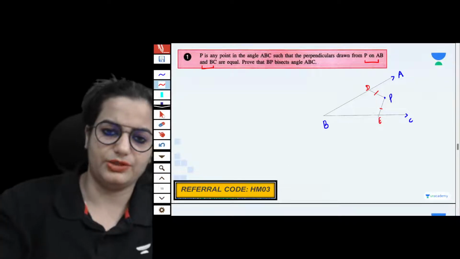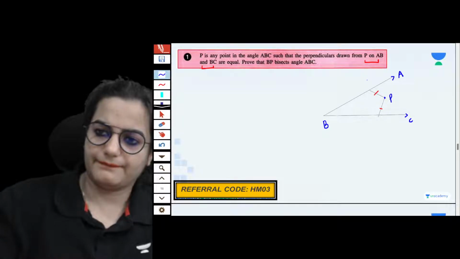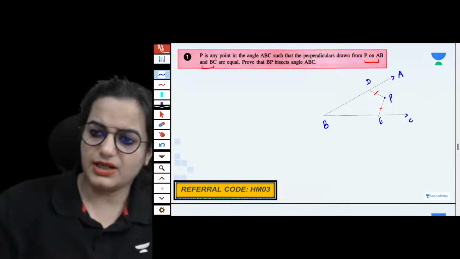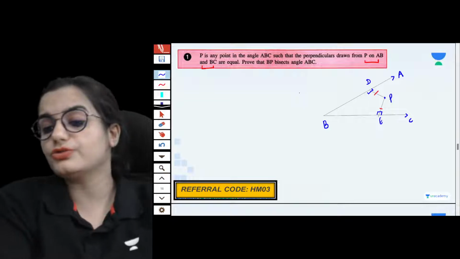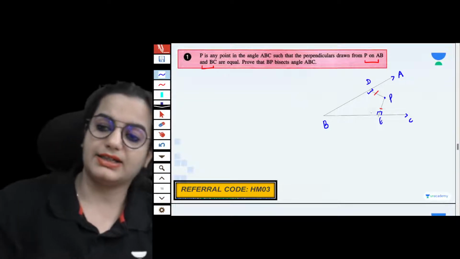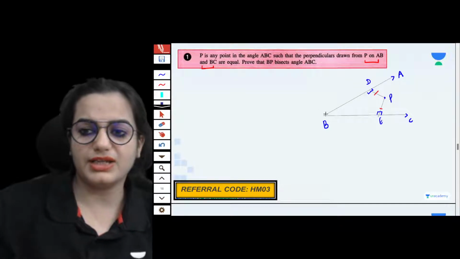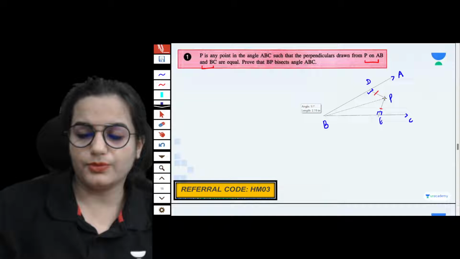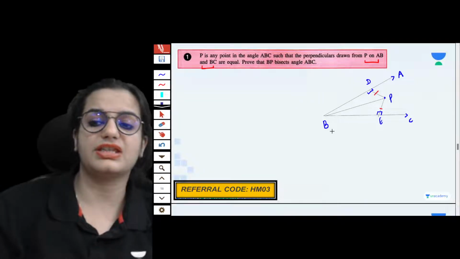Let me use the blue pen. This is your D and E, and these two are perpendiculars. So this is 90 degree and this is 90 degree. What we need to prove is that BP bisects angle ABC. So definitely we need to join B and P. So we need to prove that angle ABP is equal to angle CBP.